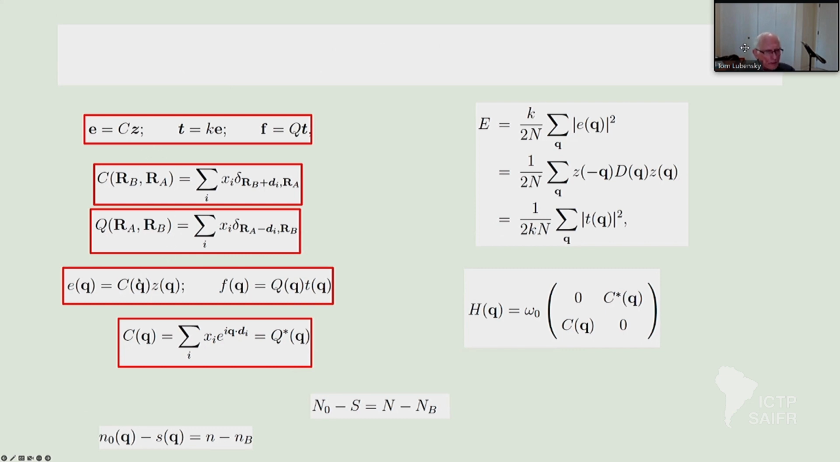We can introduce a Fourier transform. So E of Q is C of Q times Z of Q, and F of Q is capital Q of Q times T of Q, where C of Q is the sum over the i's of xi e to the I Q dot di, and that's equal to Q star of Q. So we now have the energy, which we can express either as we did at the beginning, as the strain squared, as the height function squared. So this is the analog of the u du in the two-bond case. Or we can replace the E by T over K and get this.